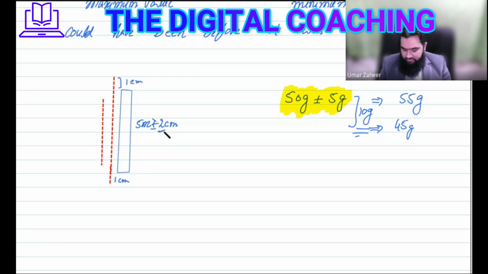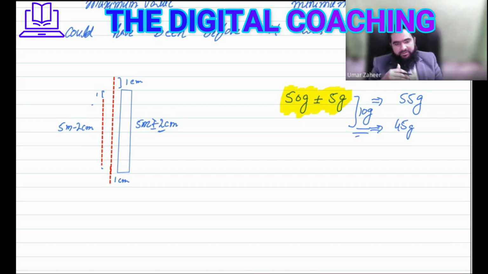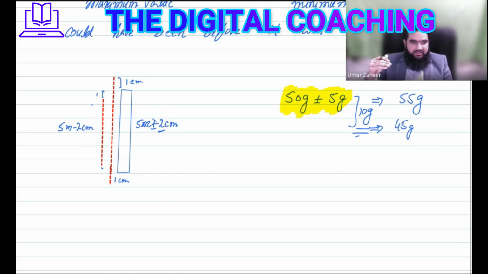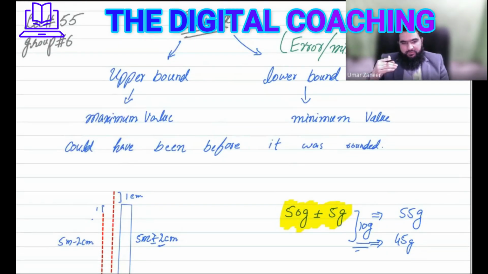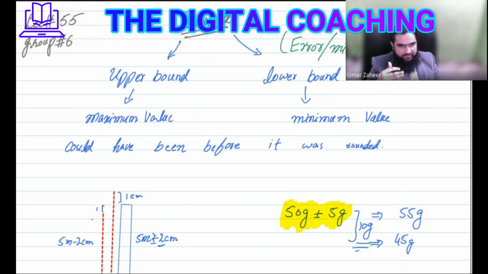So obviously you will get 2 centimeters. Or it can be less, meaning 1 centimeter less from here. So 5 meters minus 2 centimeters. All right, so it is all about the small error in inequality. Okay, now the next question: how can we find the bounds?